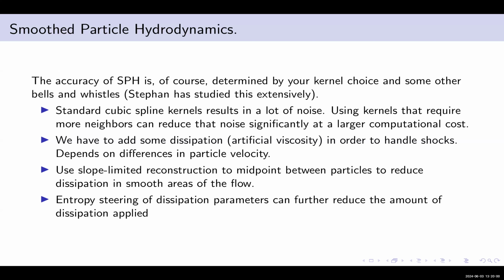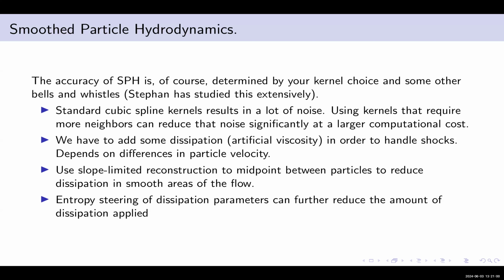Many people think that SPH is very dissipative and very bad. And that is actually true if you just do the most naive implementation of it. It will be very dissipative. But my collaborator Stefan Rosswog has studied this extensively and come up with various things to make it very, very accurate. So of course you can play around with your kernel choice, and some kernels have better properties than others. For example, most people start out using something called standard cubic spline kernels. And these result in a lot of noise. They don't have too many neighbors. So when particles move in and out, you get jumps in your density averages.